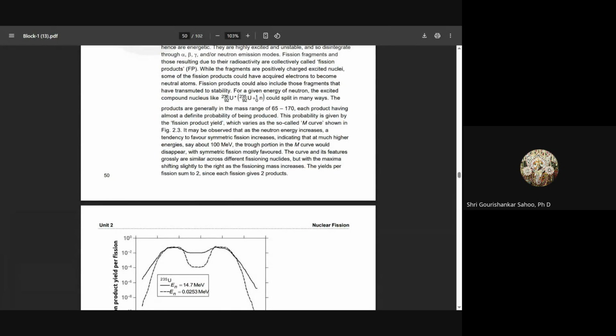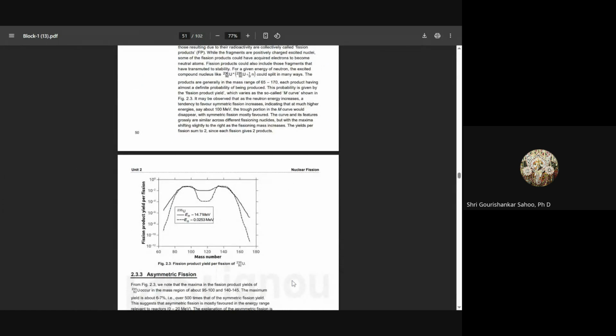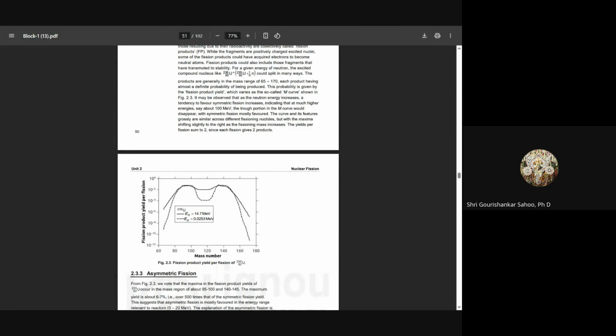While the fragments are positively charged excited nuclei, some of the fission products could also acquire electrons to become neutral atoms, and fission products will also include those fragments that have transmuted to stability, as shown in figure 2.3.